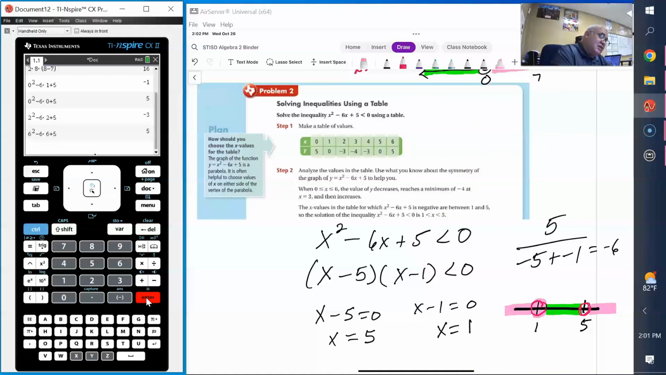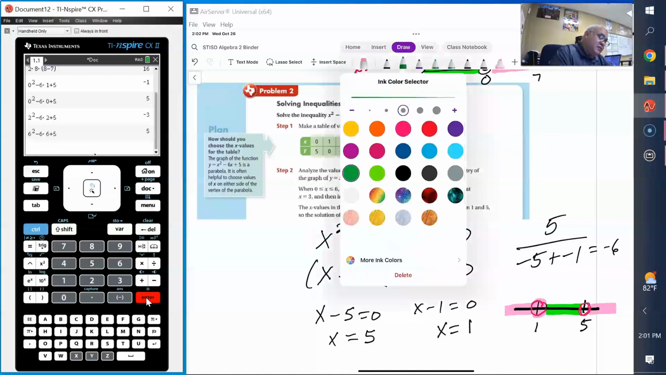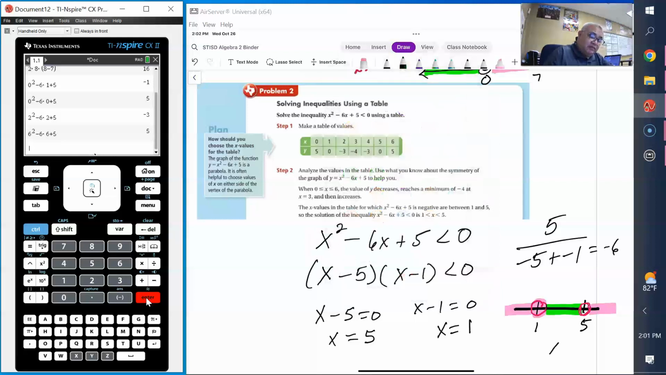So I know that the answer is going to fall between 1 and 5. So I know that x is greater than 1, and x is less than 5. Okay, so that's my answer.